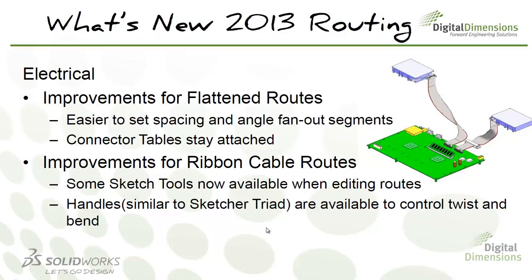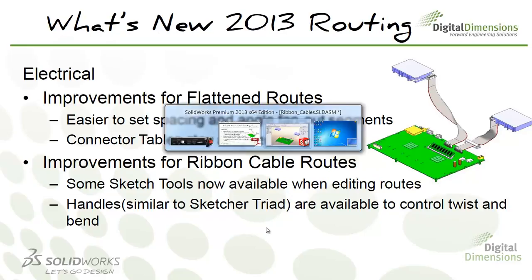Finally, the last thing to show you is the new enhanced functionality of ribbon cable routing. You used to have to be stuck with either selecting folded or flexible ribbon cable routes. Now you can use a combination of both. You do get some of the sketch tools available to you, in this case the line and spline tools. You can add points too for reference. The handles are very similar to what you would see when you use a Sketcher Triad, and you can use the Sketcher Triad handles to control the twist and bending of a flexible ribbon cable route. So let me go ahead and show you that functionality in SOLIDWORKS.